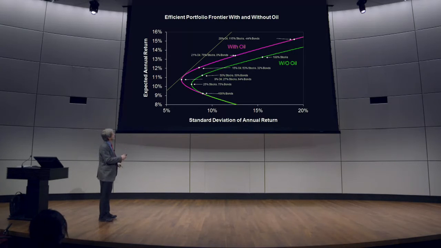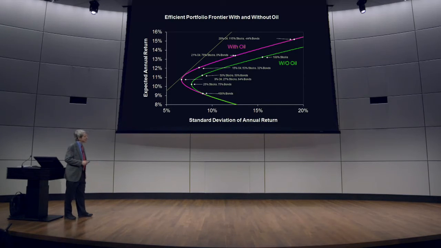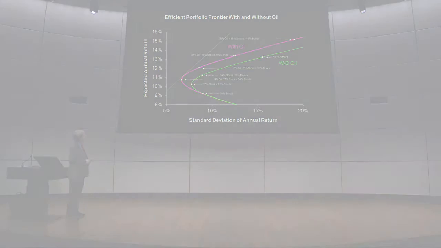But maybe you want something like this point. So you're only 21% exposed to oil, 79% stock. That sounds like a reasonable point. There are various possibilities here. But the point is, you don't want to just invest in stocks and bonds. Once you add oil, there's more opportunity to achieve expected return without risk.